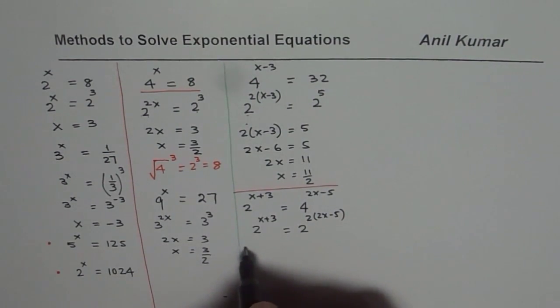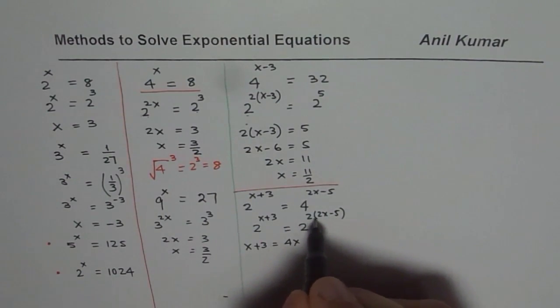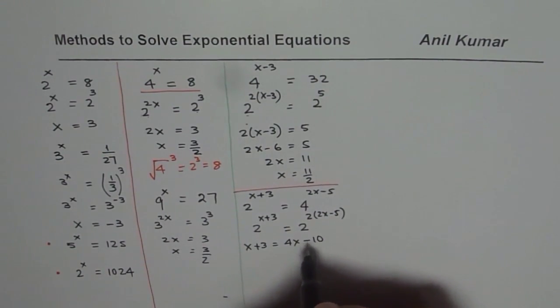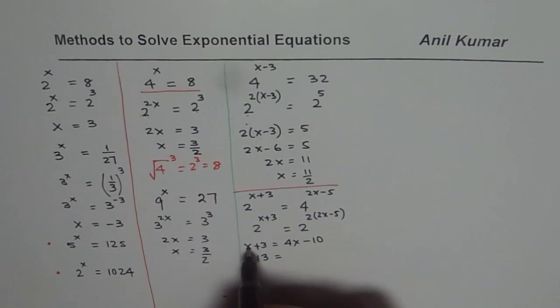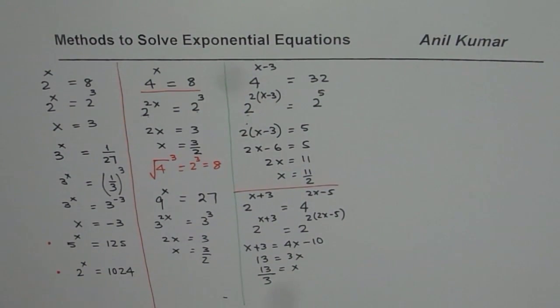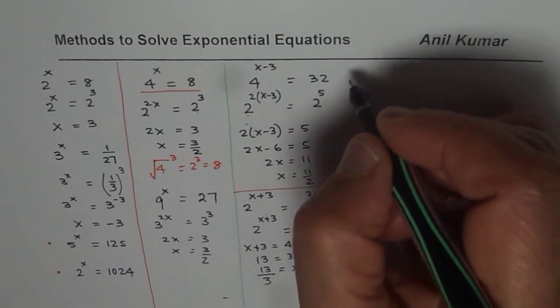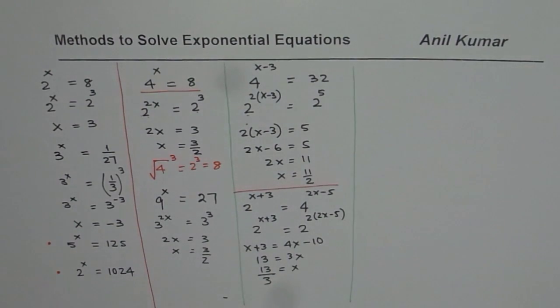So we get an equation which is x plus 3 equals 4x. We'll just multiply and expand, minus 10. Bring x's together, numbers together. So we get 13 equals x on that side makes 3x. So x is equal to 13 over 3. So we could solve this equation in that particular fashion, right? So I hope you understand how we can solve exponential equations using these strategies, correct? So that is how we could do it.